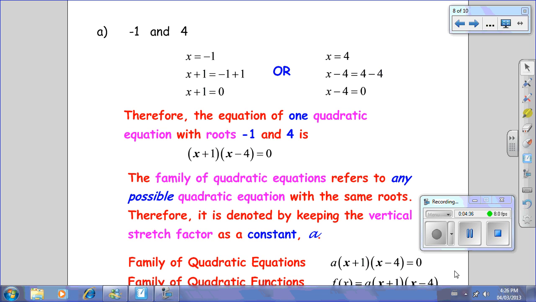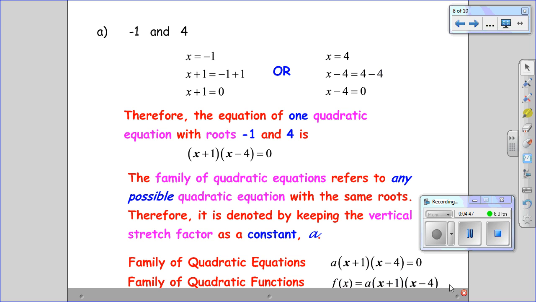And if I wanted the family of quadratic functions, the only thing that's going to be different is, remember, a quadratic equation had the one variable. We could set it equal to 0. The quadratic function has the f of x. So there are, in fact, two variables. The f of x equals a times x plus 1 times x minus 4.